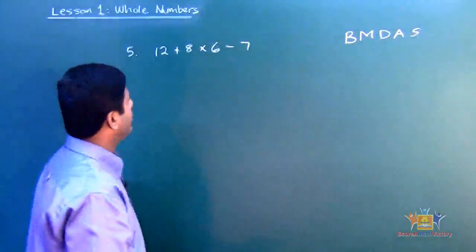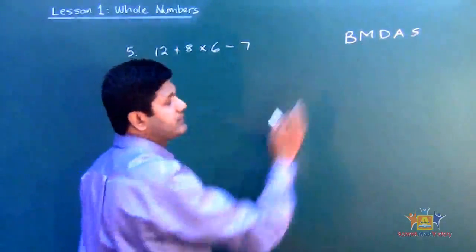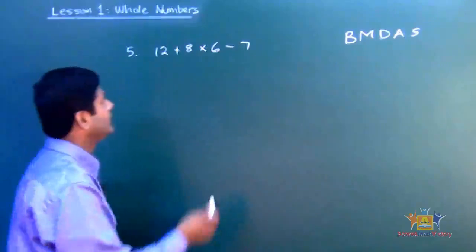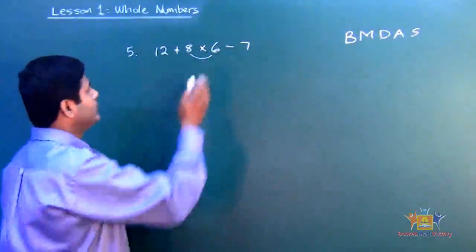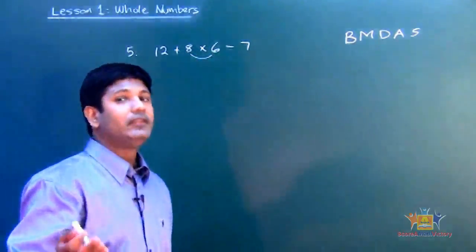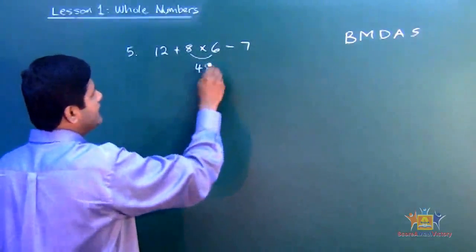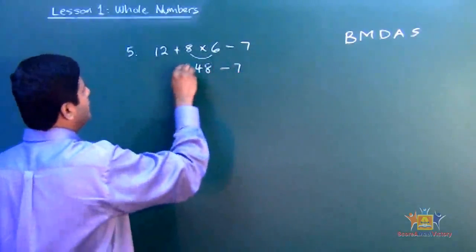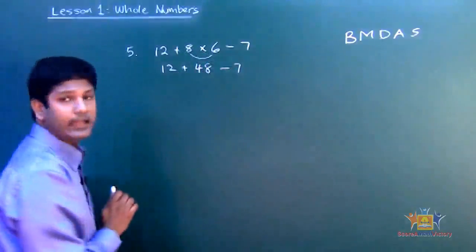So we're going to use the BMDS, okay? That means who comes first? There's no bracket. Then what's next? Multiplication. That means I have to solve this first before I can do anything else. So let's do that. 8 times 6 is, from our timetable, good job, 48. So we put 48, then minus 7 plus 12. Once you solve this one, bring it down and then follow like that.